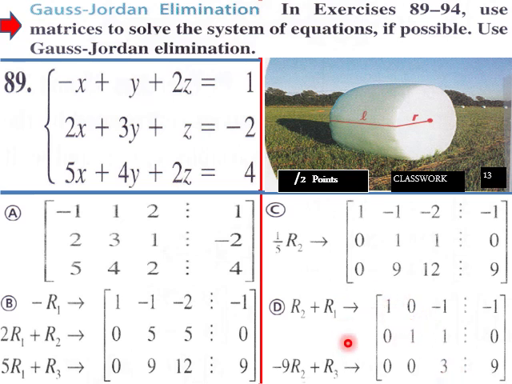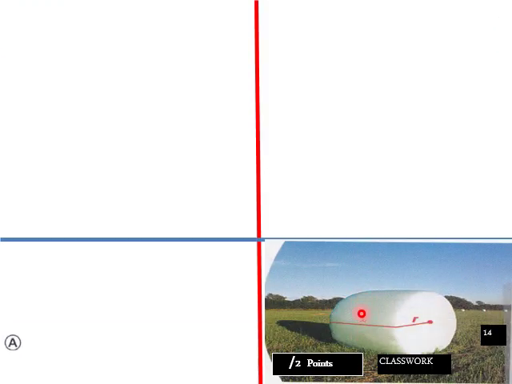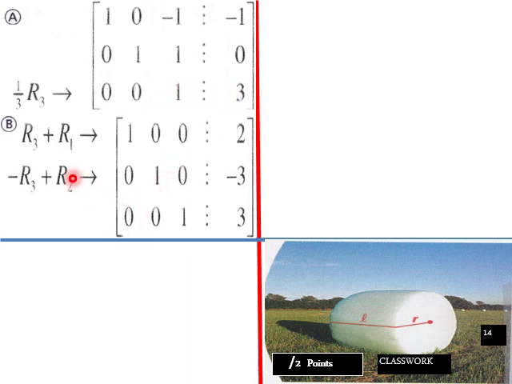So we're getting closer. Then -9 times row 2 plus row 3. So this will go away. So now we have 3 equals 9 here. And then 1/3 of row 3 will give us z equals 3. And then we go row 3 plus row 1. This will go away. This will give us this, so x equals 2.